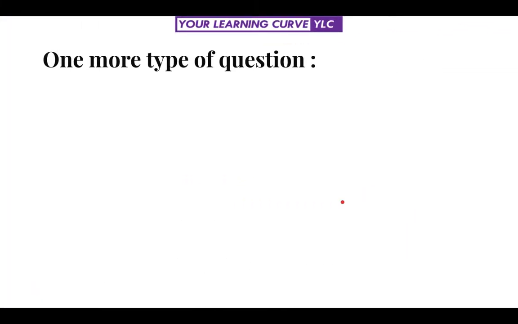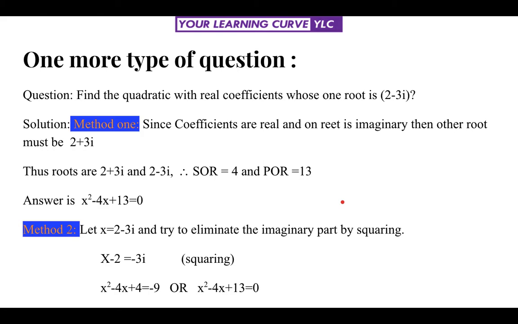Now let's see one more question. Question is, find the quadratic with real coefficients whose one root is 2 minus 3i. Here it is given that you have to find a quadratic with real coefficients, means a, b, c will be real. So if the root given is 2 minus 3i, then the other root will be what? 2 plus 3i. As per the concept, if a, b, c are real, then the complex roots occur in conjugate pair. So if one root is 2 minus 3i, the other will be 2 plus 3i.